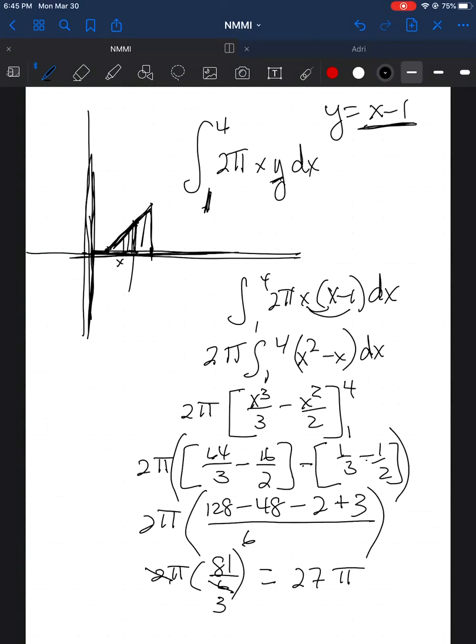All right. So let's try another one. Bottom of page 447, it says, use the shell method to find the volume of the solid formed by revolving about the x-axis, the region in the first quadrant. So we're only talking about the first quadrant here. Bounded by x equals 4 minus y squared.